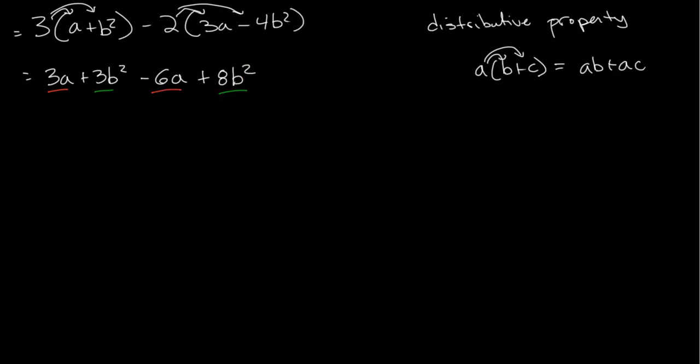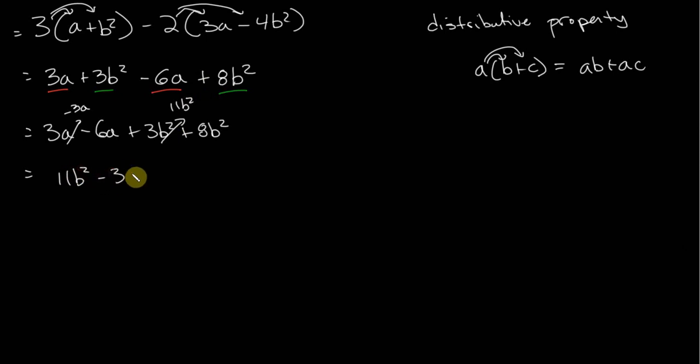It's highlighted in green, so we're just going to rearrange this to make it easier. So we've got 3a minus 6a, those are our two a terms, plus 3b squared plus 8b squared. Okay, now we can just simplify and combine our terms. So 3 minus 6, that's just going to be negative 3a, and 3 plus 8 is 11, so that's just going to be 11b squared, and then what we end up with is 11b squared minus 3a.